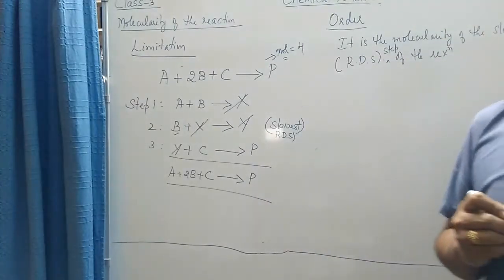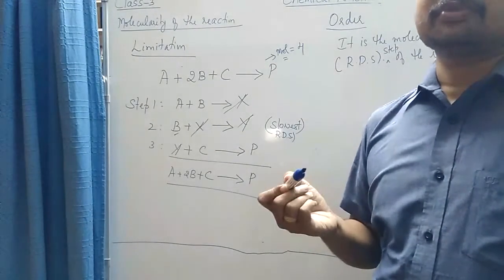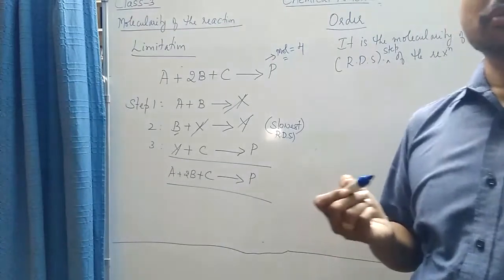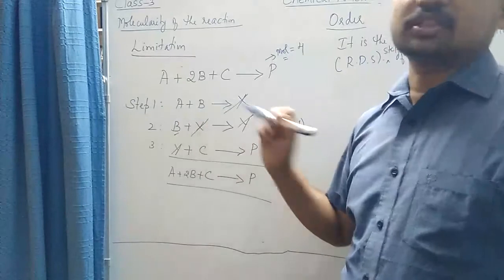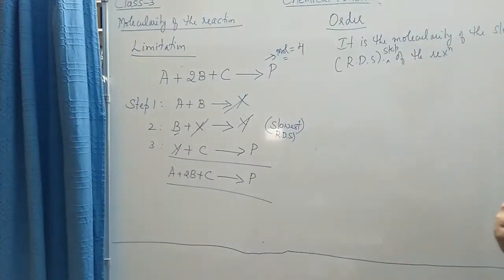What does it mean? There are two concentration terms which affect the rate of the reaction. Which two concentration terms? One concentration term of reactant A, one concentration term of reactant B. So order of the reaction is nothing but the molecularity of the slowest step involved in the reaction.